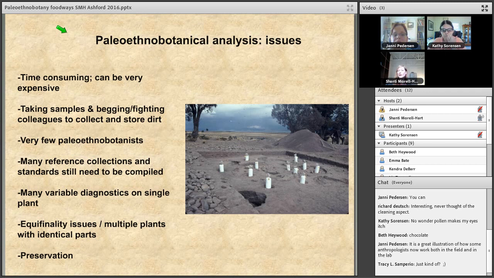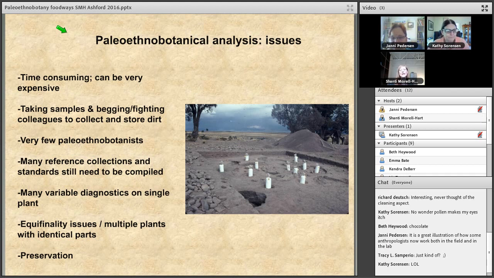There aren't a lot of paleoethnobotanists out there. It's definitely a more robust subdiscipline in Europe. In the Americas, we're still kind of gathering ourselves and gaining critical mass.